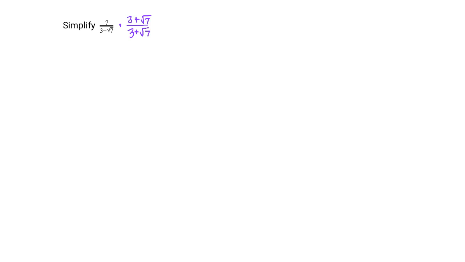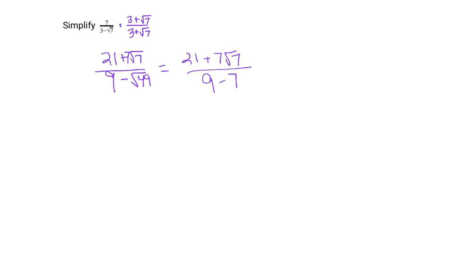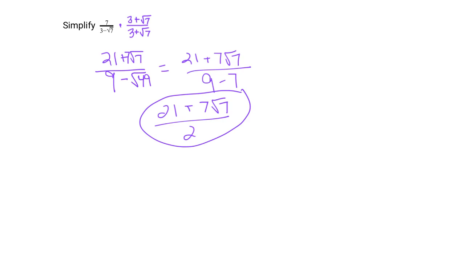Okay, so now we distribute. 7 times 3 is 21. 7 times the square root of 7 is plus 7 square root of 7, sorry. And then on the bottom, 3 times 3 is 9. Square root of 7 times square root of 7 is minus square root of 49. Simplify a bit more. 21 plus 7 square root of 7 divided by 9 minus 7. Final answer, 21 plus 7 square root of 7 over 2. And that's your final answer.